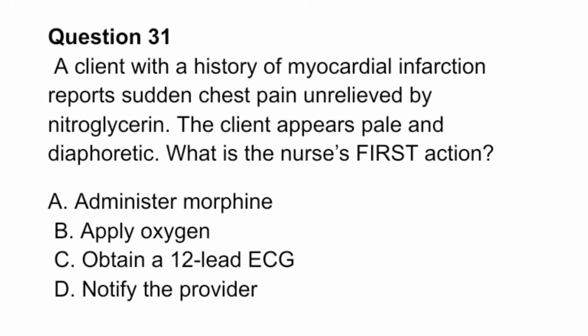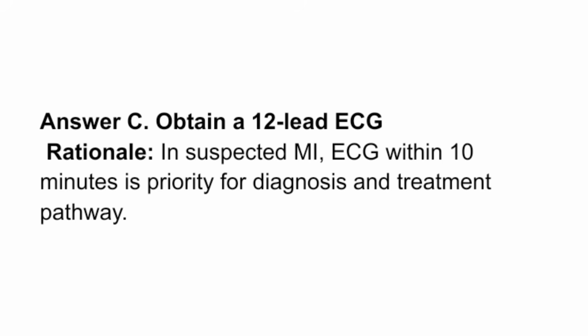Question 31. A client with a history of myocardial infarction reports sudden chest pain unrelieved by nitroglycerin. The client appears pale and diaphoretic. What is the nurse's first action? A. Administer morphine. B. Apply oxygen. C. Obtain a 12-lead ECG. D. Notify the provider. Answer: C. Obtain a 12-lead ECG. Rationale: in suspected MI, ECG within 10 minutes is priority for diagnosis and treatment pathway.